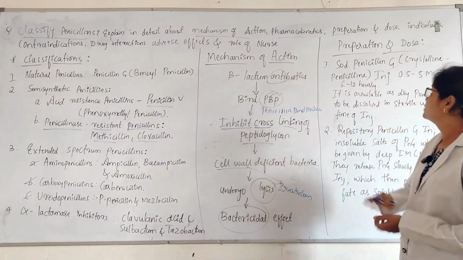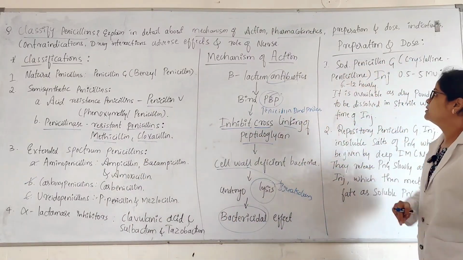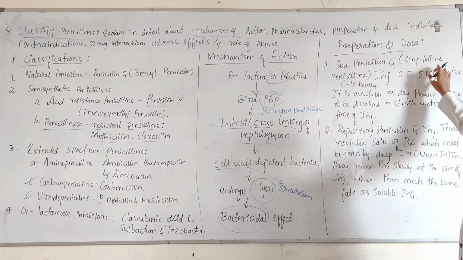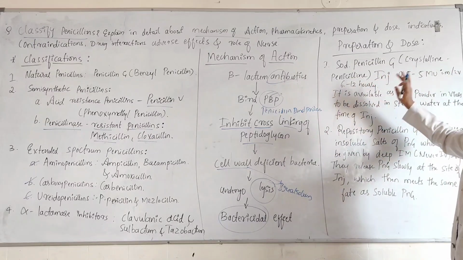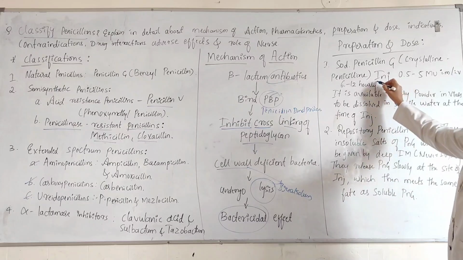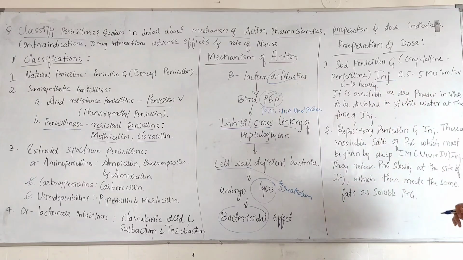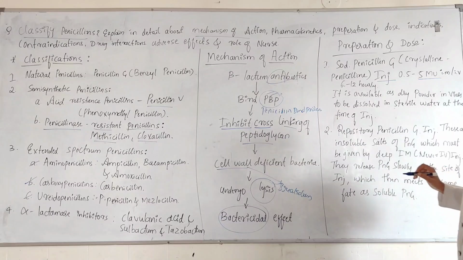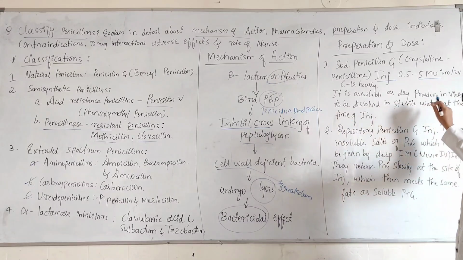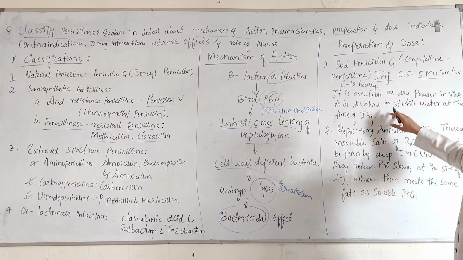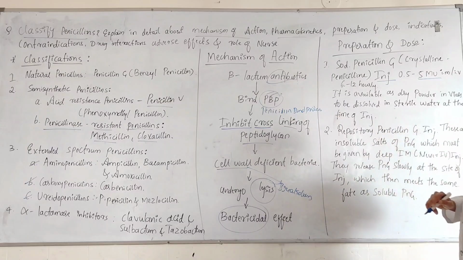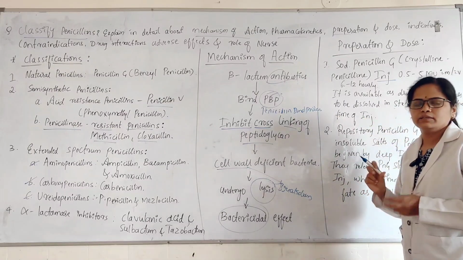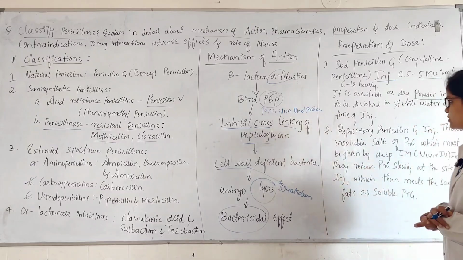Next we will see the preparation and the dose. Here the sodium penicillin G is present in the form of crystalline penicillin and is also available in the form of injection, 0.5 to 5 million units IM or IV every 6 to 12 hours. It is available as a dry powder in a vial and it will be dissolved in sterile water at the time of injection. It should be added in distilled water or sterile water.